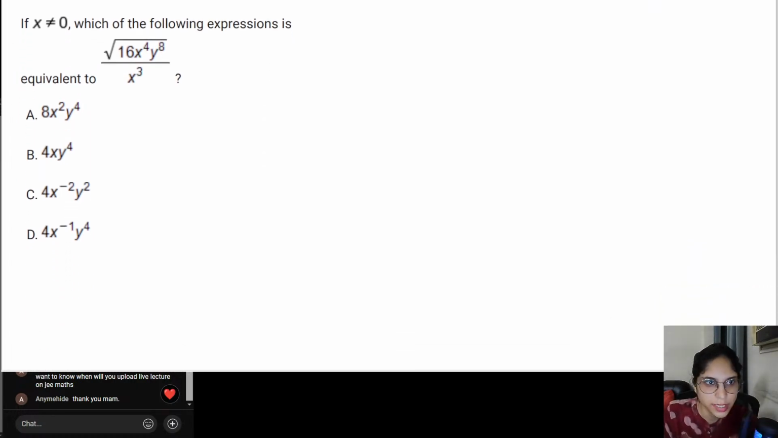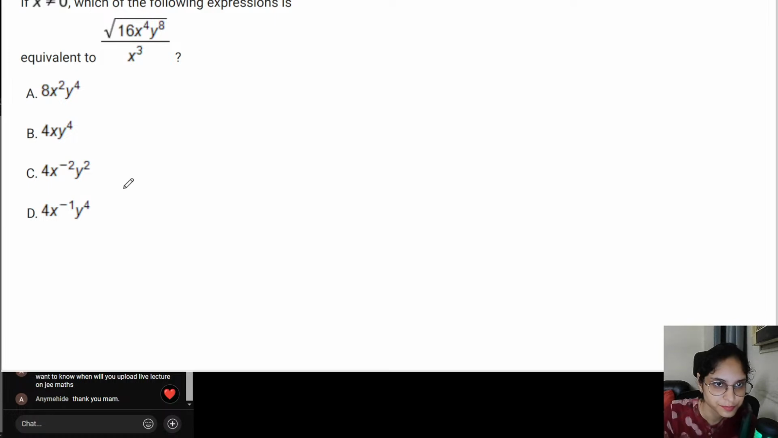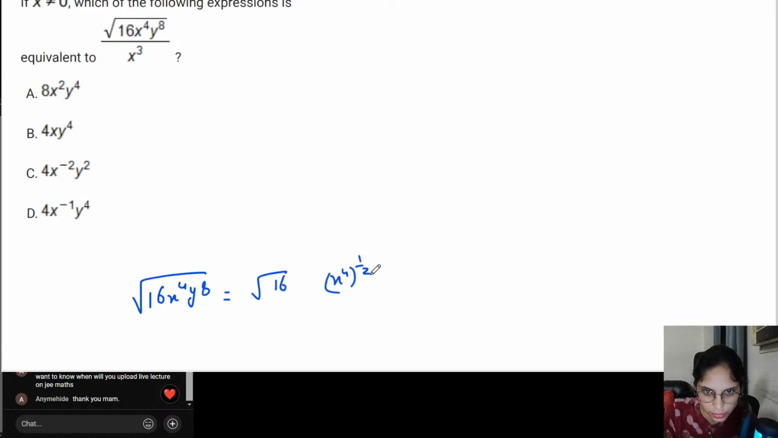Which of the following expressions is equivalent to square root of 16 x to the 4th y to the 8th divided by x cubed? So there is an under root, right? So when there is an under root, you have to divide the powers by 2 because the power is going to be 1/2. So this is square root of 16, then x to the 4th to the 1/2, y to the 8th to the 1/2. So this is going to be 4x squared y to the 4th.